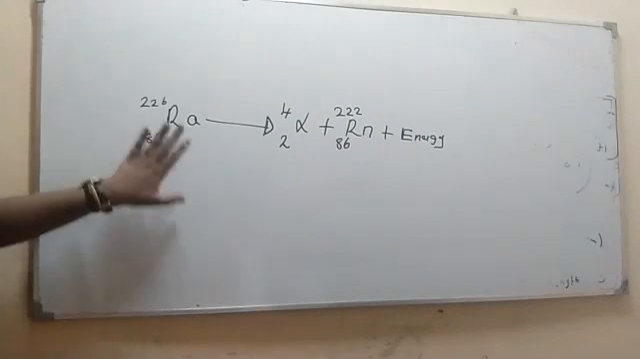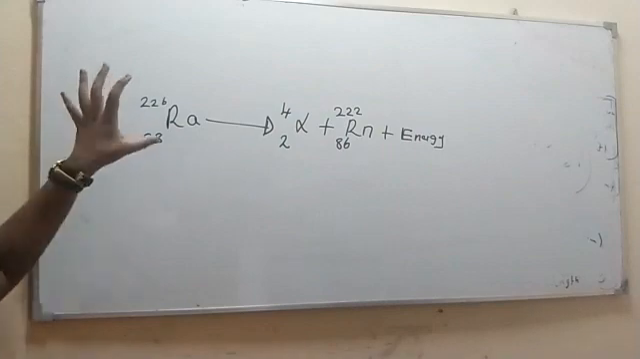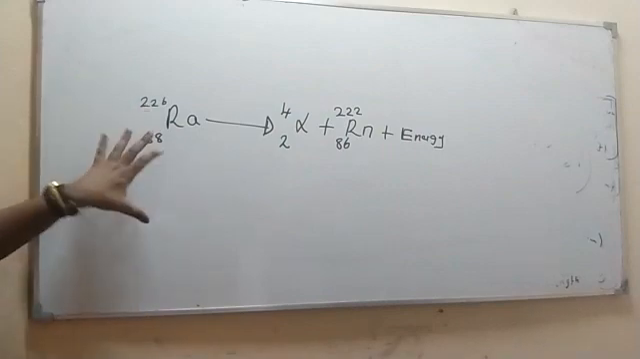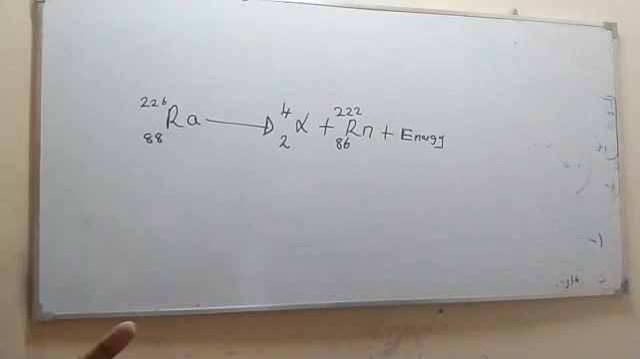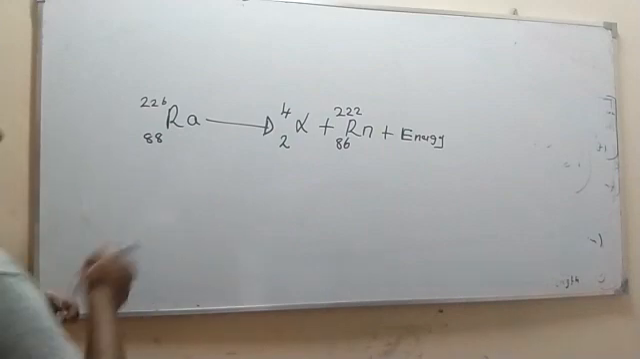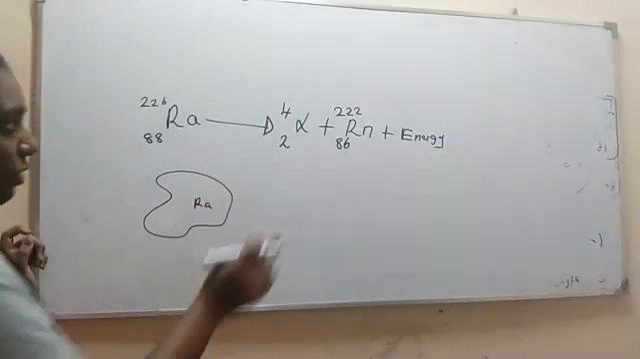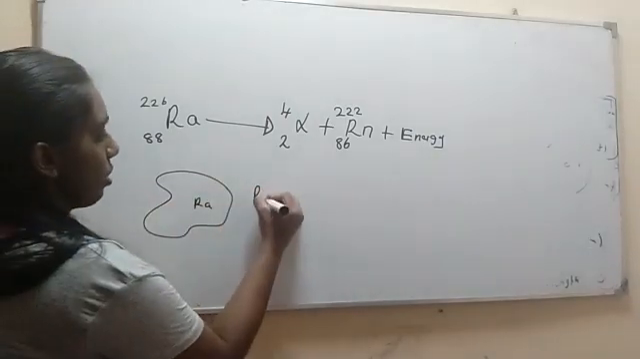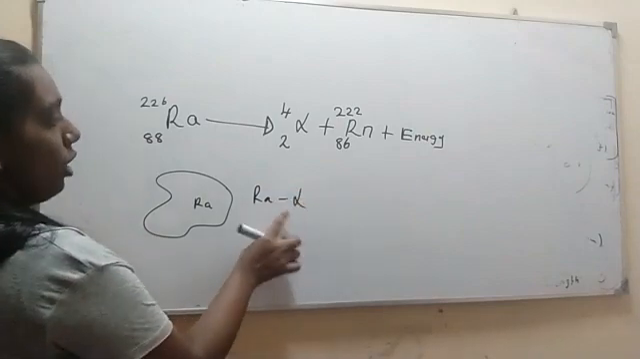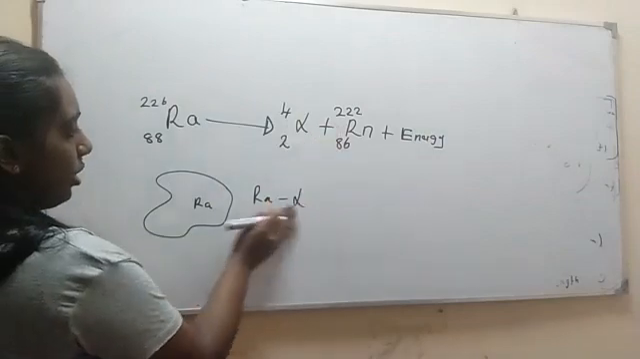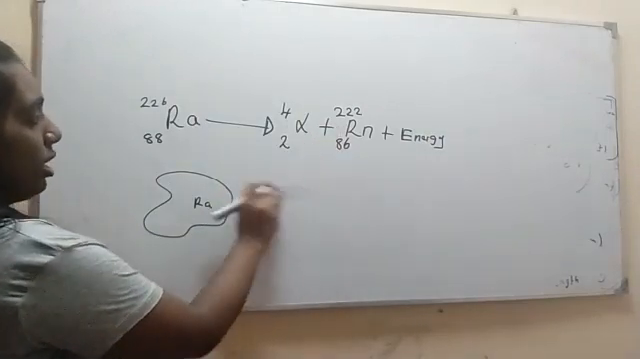Now radium is unstable, so it is emitting an alpha particle. This is the radium atom, and it is removing an alpha particle, that means radium minus alpha. Normally it is not nice to write a minus for that, which is why the alpha goes to this side. So one alpha particle is being emitted.